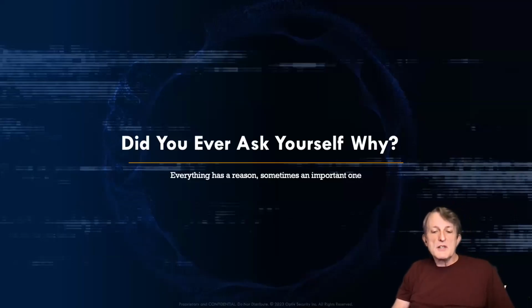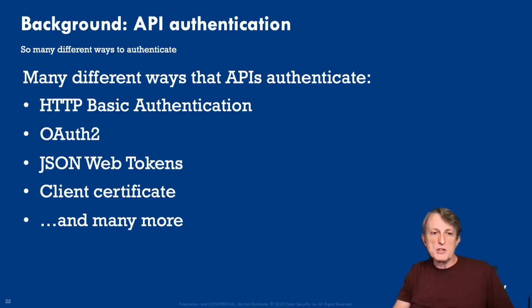So the next example goes to the question why. A lot of times people do things and use tools and develop code, and they don't really understand what's going on underneath and the why. We already had a little bit of a why with the JWT example, but this is another deeper why question. And it has to do with API authentication.